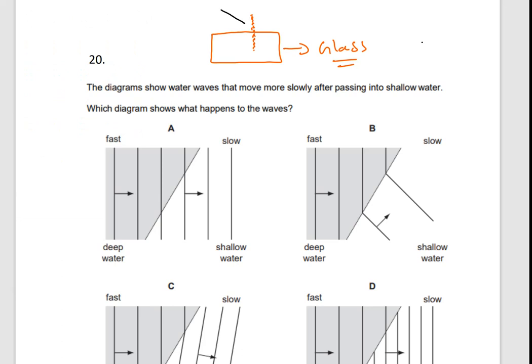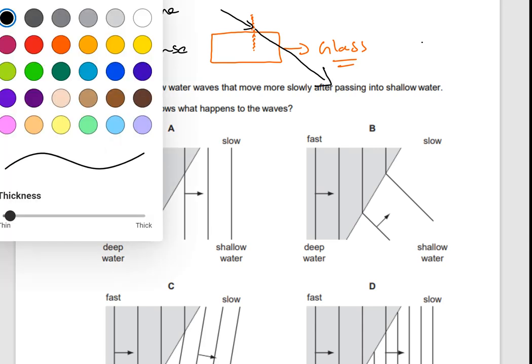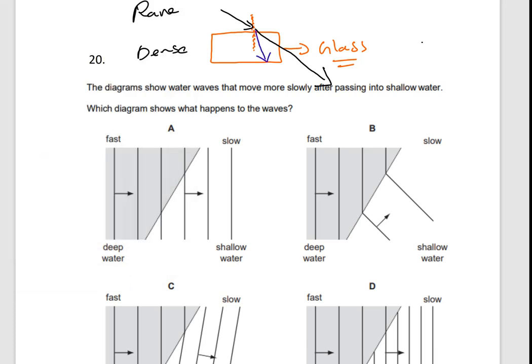Then imagine a light ray incident on that glass. What would happen to that light ray as soon as it enters the glass? We know that air is a rarer medium, whereas glass is a denser medium. So when the light ray passes from a rarer to a denser medium, it slows down. This was the supposed direction of the light, but it doesn't go that way. Rather, since it is slowing down, it would bend towards the normal like this.